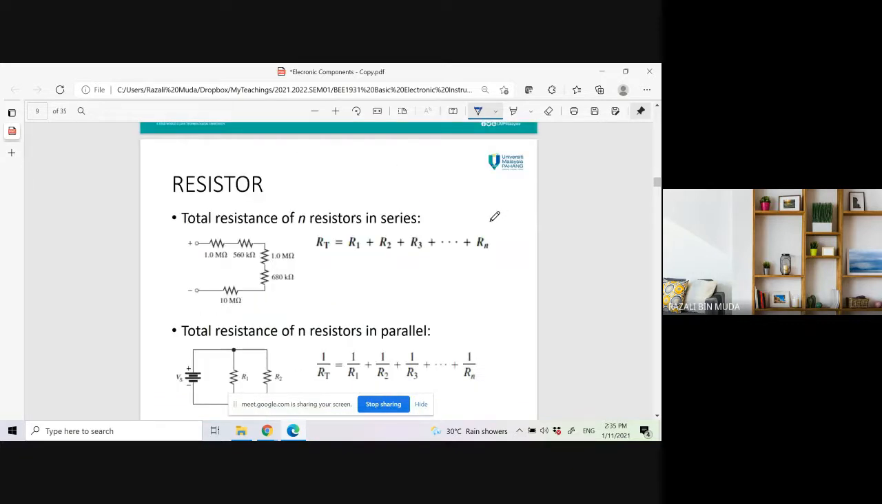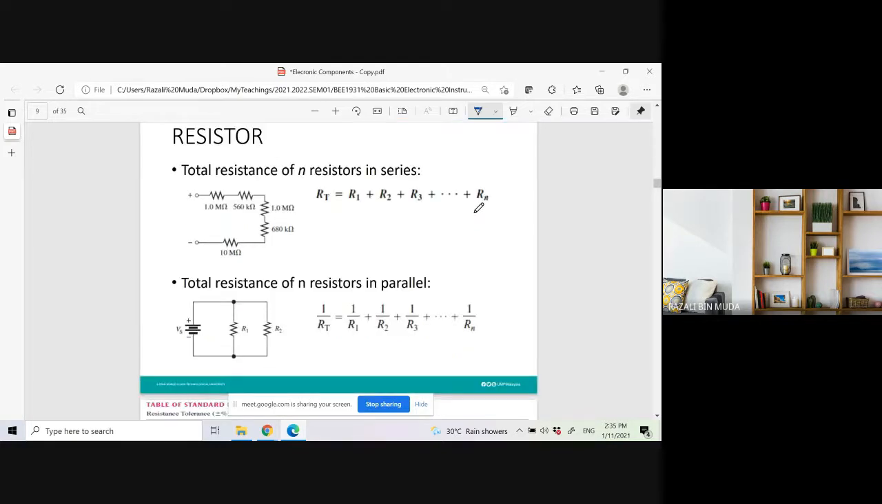Okay, next is how we calculate the value of series and parallel resistor. Okay, hopefully, you don't have any question. If you have any question, then you can ask me later. You can always ask me.